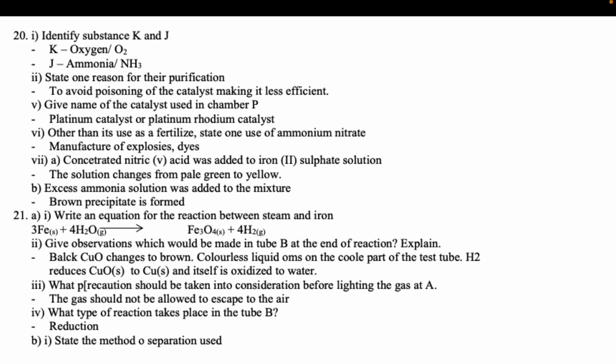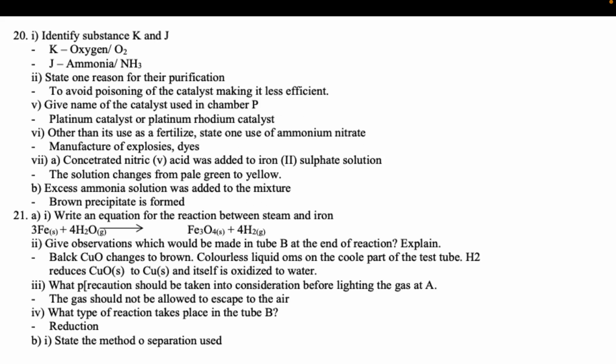Give observations which would be made in 2B at the end of the reaction. Explain. Black CuO changes to brown. Colorless liquid forms on the cool part of the test tube. H2 reduces CuO to Cu and is itself oxidized to water.